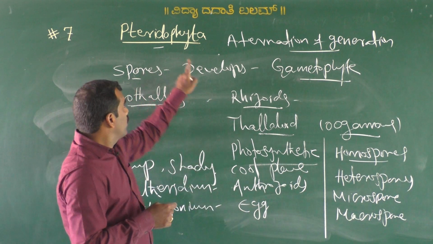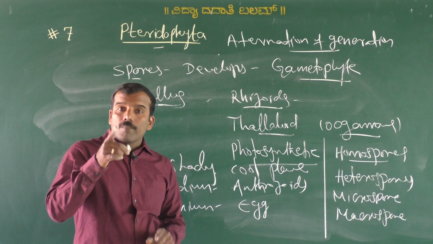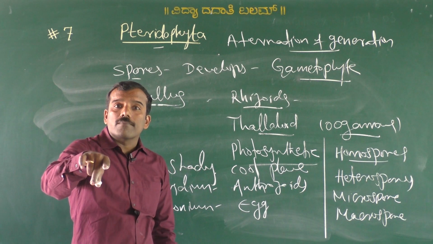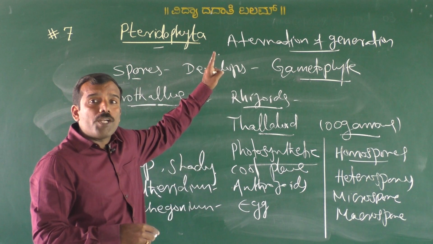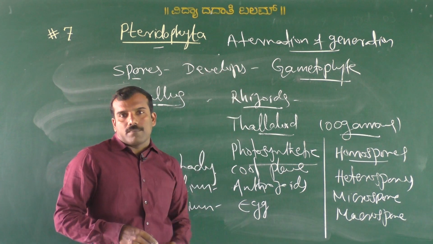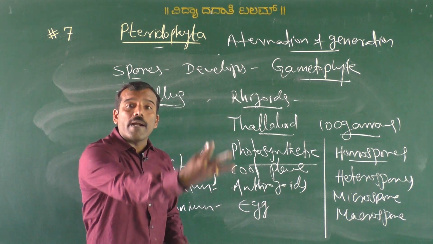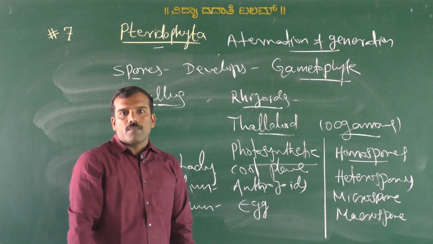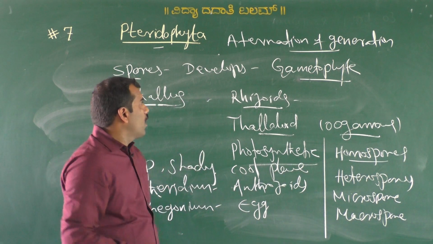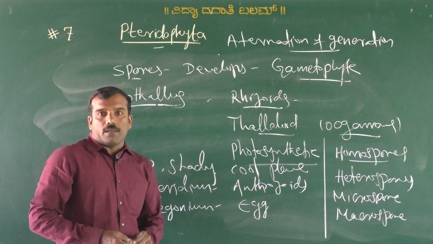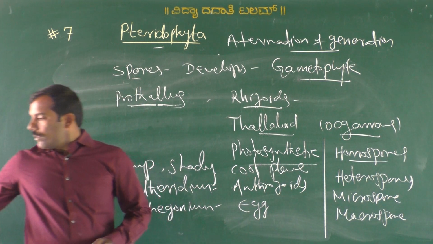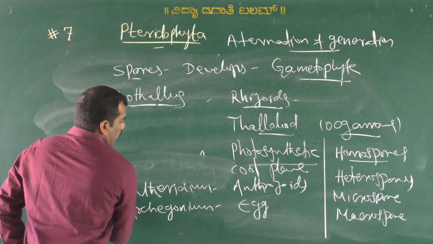One more thing is, the plant body sporophyte is diploid, gametophyte is haploid, because during the spore formation meiosis takes place. Haploid spores are produced, that haploid spore develops into haploid gametophyte. Clear? Well, these are the characters of pteridophyte. Clear? Okay.